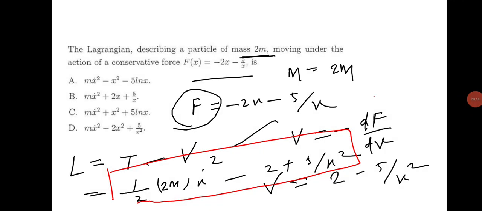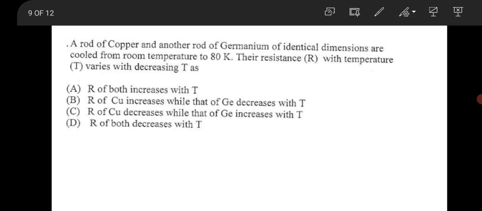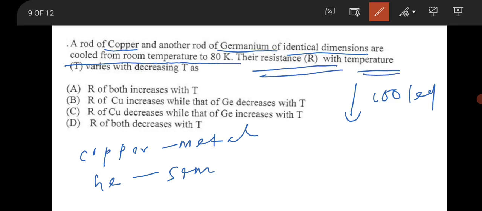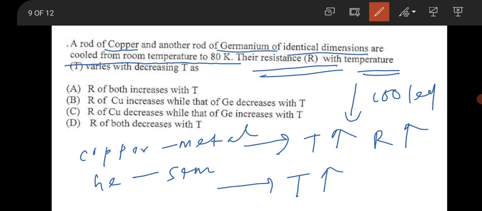Okay, move to the next question. This is a very basic question from solid state physics. The question is asking about a rod of copper and another of germanium. So copper is a metal, and germanium is an indirect semiconductor. Both have identical dimensions, and are cooled from room temperature to 80 Kelvin. Then the resistance will vary with temperature. So you know, for a metal, if we increase the temperature, the resistance increases, but in the case of a semiconductor, if the temperature increases, the resistance decreases.